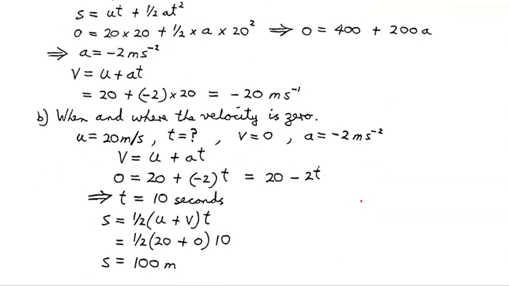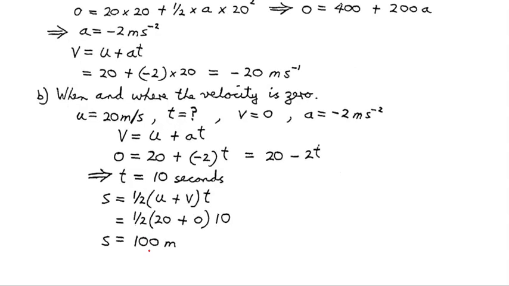Where? We can find that out. We have a choice of equations there, but this one is handy. S equals a half u plus v times t. Well, v is 0, u is 20, a half times t is 10, so S is 100 meters. So it's 100 meters from the origin where its velocity is 0, and the acceleration is directed towards the left. So from that point on, it's going to start moving back towards the left.